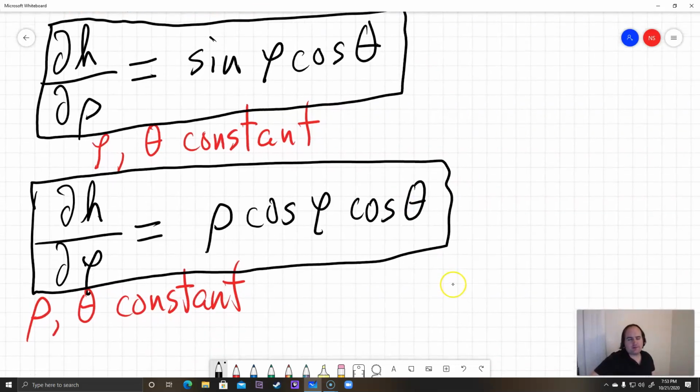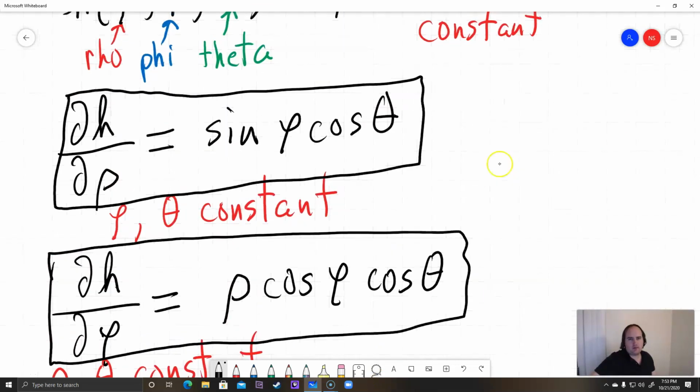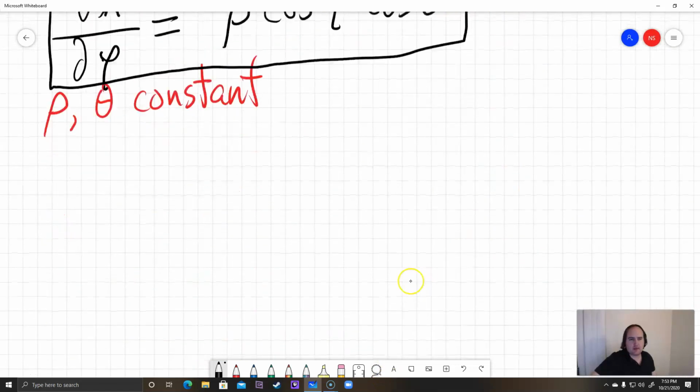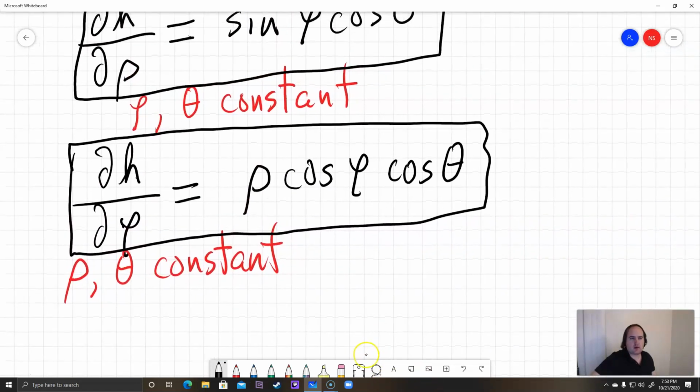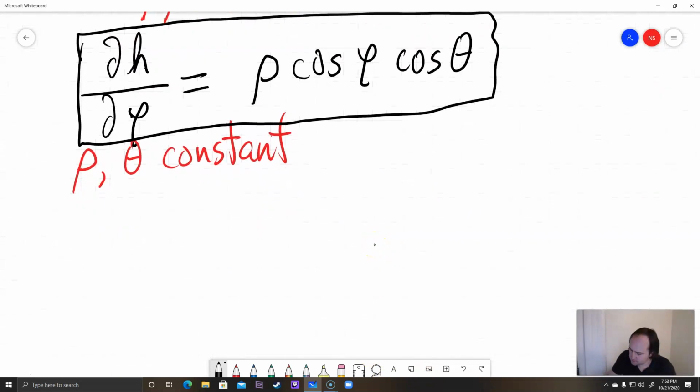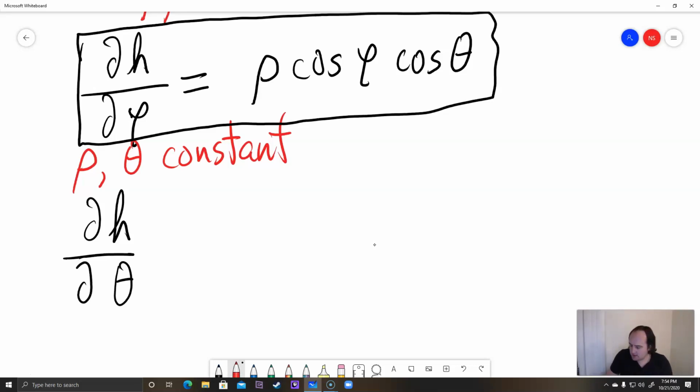And then for our last one, we're going to be doing the last variable, which is theta. So we're going to do partial h, partial theta. And you should be getting used to this by now. The other variables are always going to be constant. So what are the other variables here? The other variables are rho and phi. So rho and phi are constant. Okay?